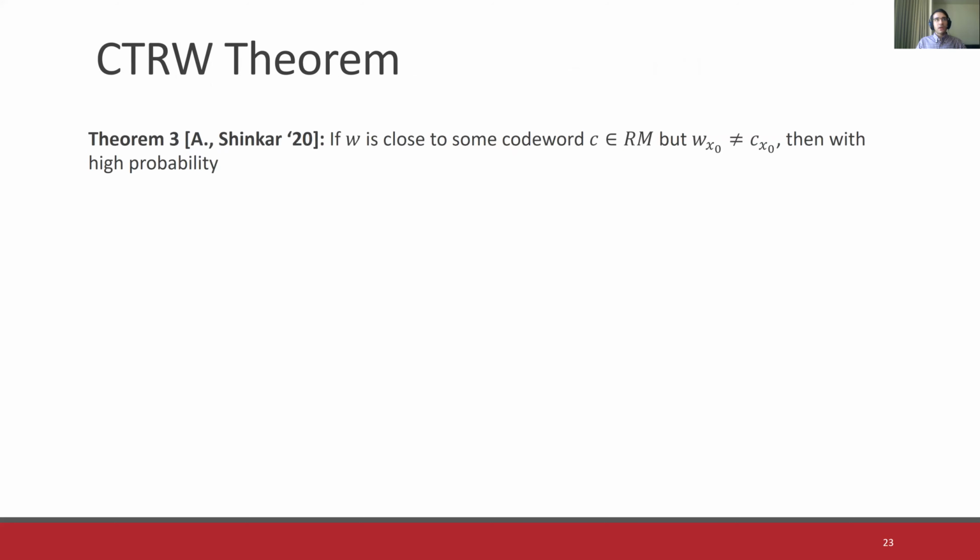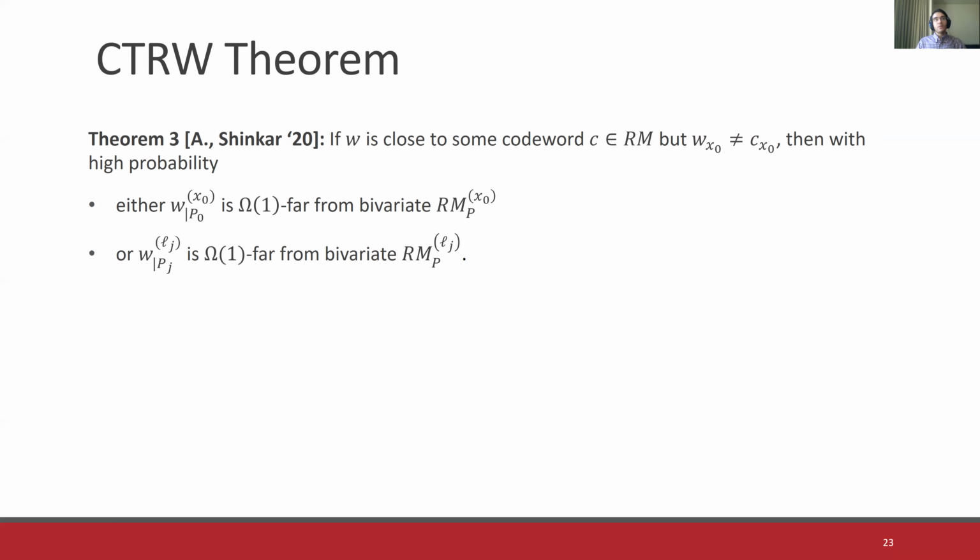And we have shown in our main theorem that if the given word is close to some code word C, but the point x0 is not equal to the actual point in the code word, then with high probability, either the first plane is far from the bivariate Reed-Muller code, with emphasis on this point, or one of the intermediate planes is far from being a bivariate Reed-Muller code.